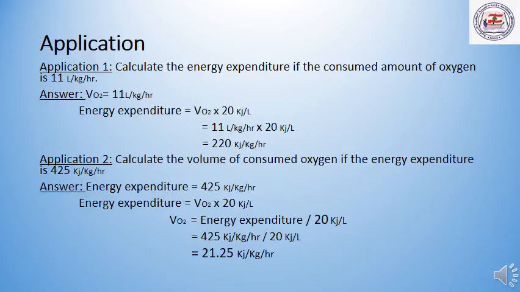You isolate the unknown: volume of O2 equals energy expenditure divided by 20 kilojoules per liter, equals 425 divided by 20, which is equal to 21.25 liters per kilogram per hour.